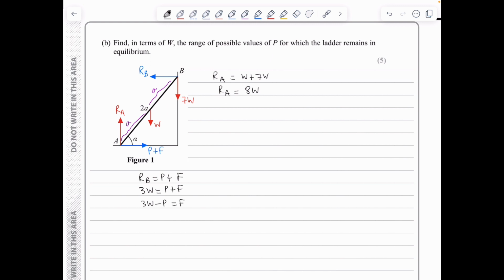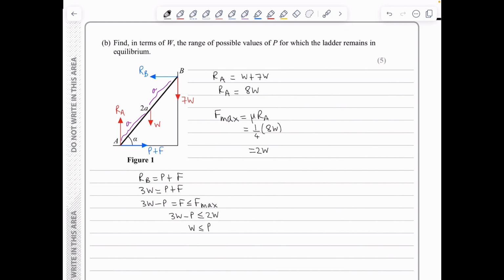Now we can calculate independently the maximum frictional force. I'll call this F max, which is equal to mu RA. Mu has been given to be a quarter, and RA has been found to be 8W, so this is 2W. We know for sure that the frictional force F must be less than or equal to F max. This means that 3W minus P is less than or equal to 2W, leading to W being less than or equal to P.